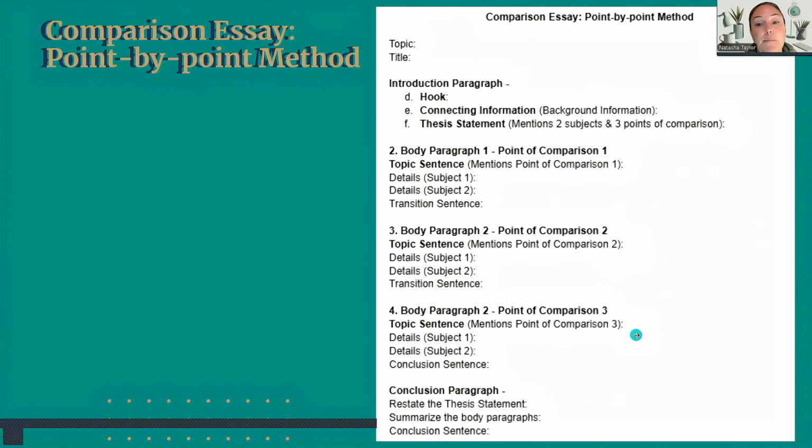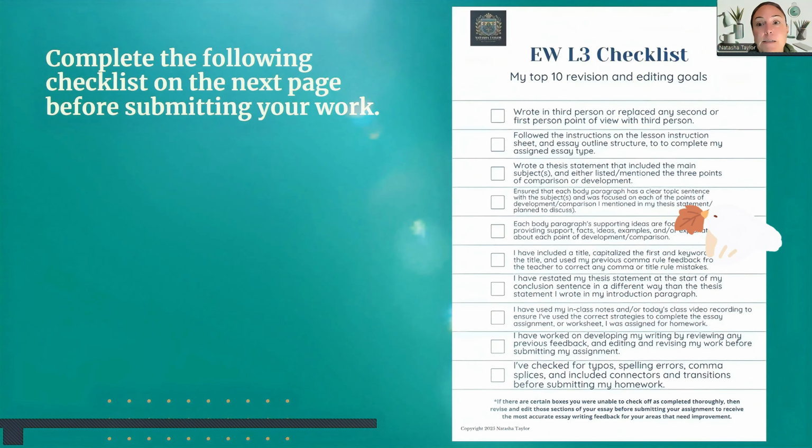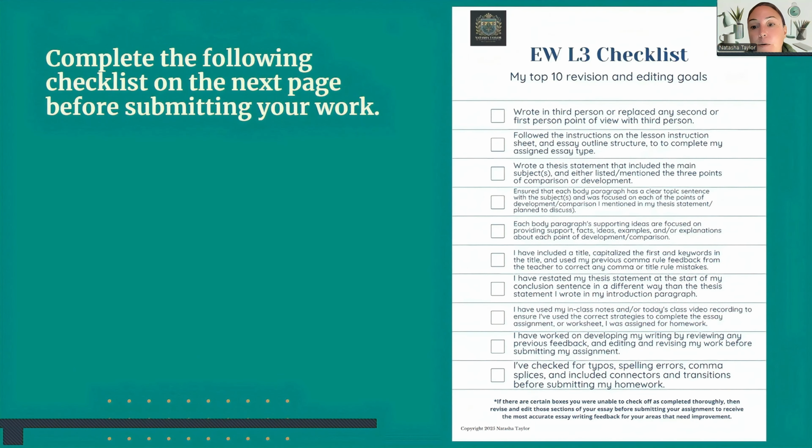And then in this case, for body paragraph 3, point of comparison 3 is the focus of this third body paragraph, and you're going to mention details on subjects 1 and 2 for this type of structure of point-by-point method comparison essay. And here is a checklist that can help you to review, revise, and edit your comparison essay or essays at this level before you hand something in to be marked or graded for feedback.